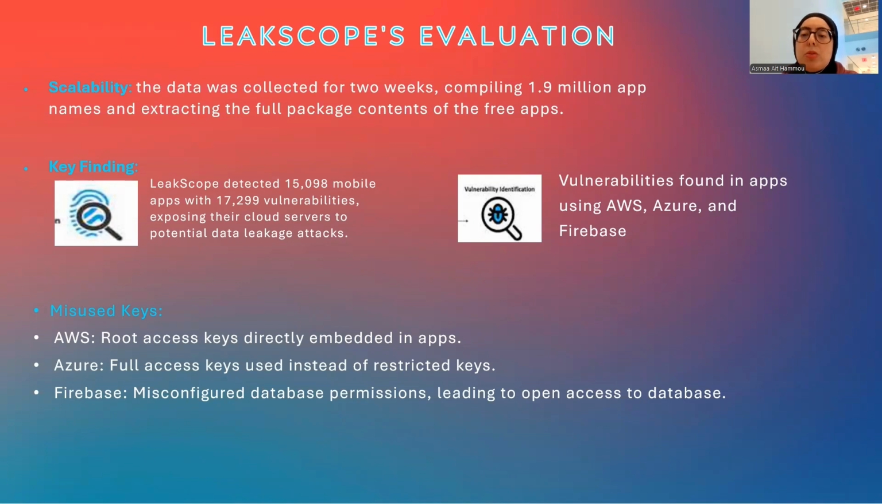Some examples of misused keys. In AWS, developers embed root access keys, which allow full access to cloud resources. In Azure, developers use full access keys instead of more restricted keys in mobile apps. In Firebase, some apps had misconfigured databases where sensitive information is stored without proper access control. These practices expose apps to potential attacks, and these results highlight how common these issues are and why apps need better security to protect user data.